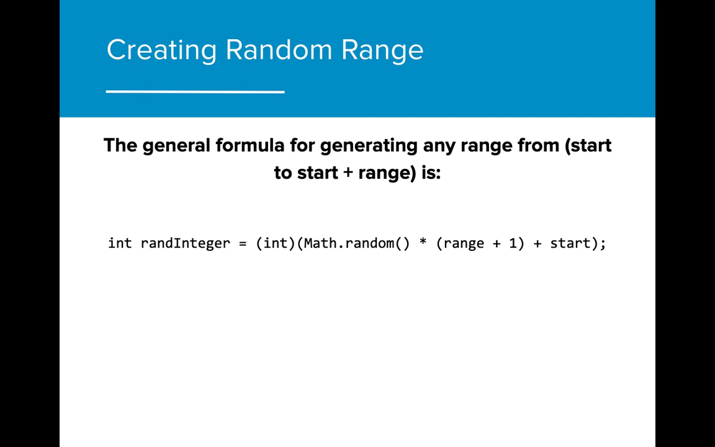Here's the general formula for starting a range at a specific starting value and going through a specific range. For example, if we wanted the starting value to be 100 and the range to be from 100 to 150, the formula to create those random numbers would be (int)(Math.random() * (50 + 1)) + 100.